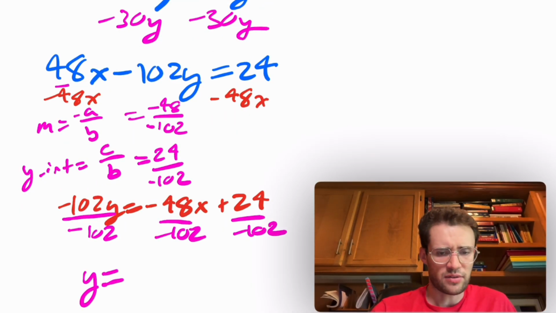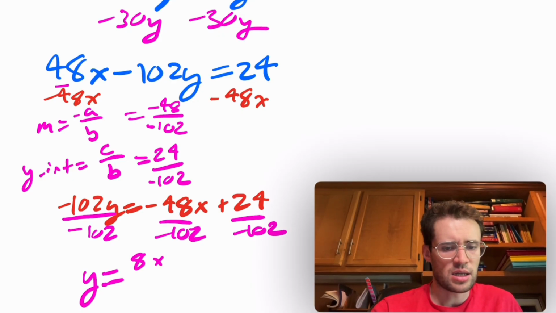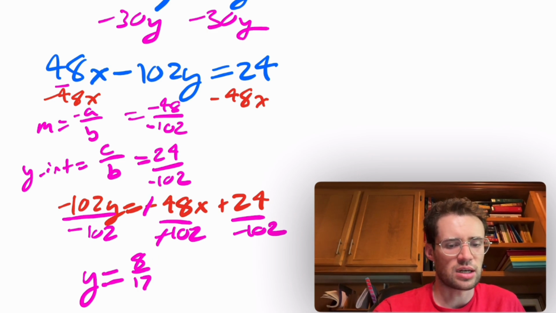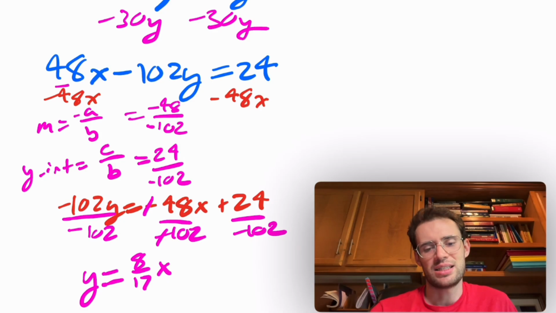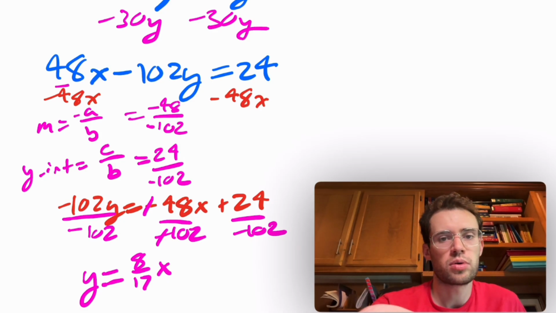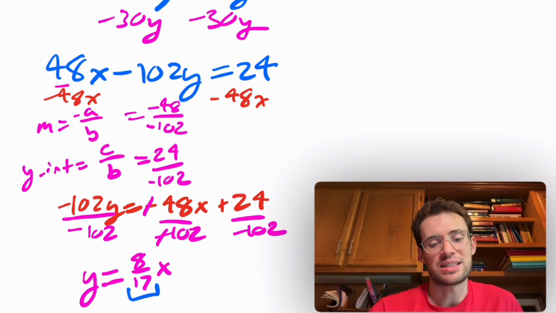So we can do 48 divided by 6 is 8. And then 102 divided by 6 is 17. So it's 8 over 17x. And you have a negative divided by negative, so it's going to give you a positive. So 8/17 x. So it means our slope is what you're multiplying x by, 8/17.